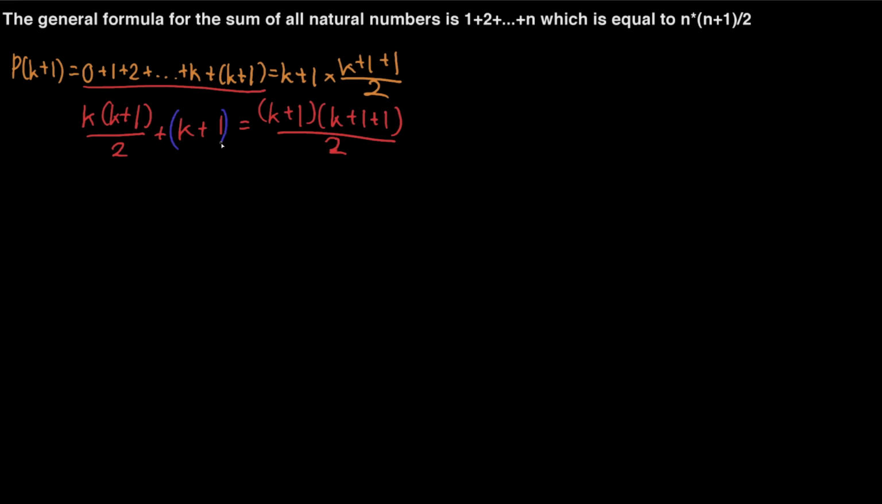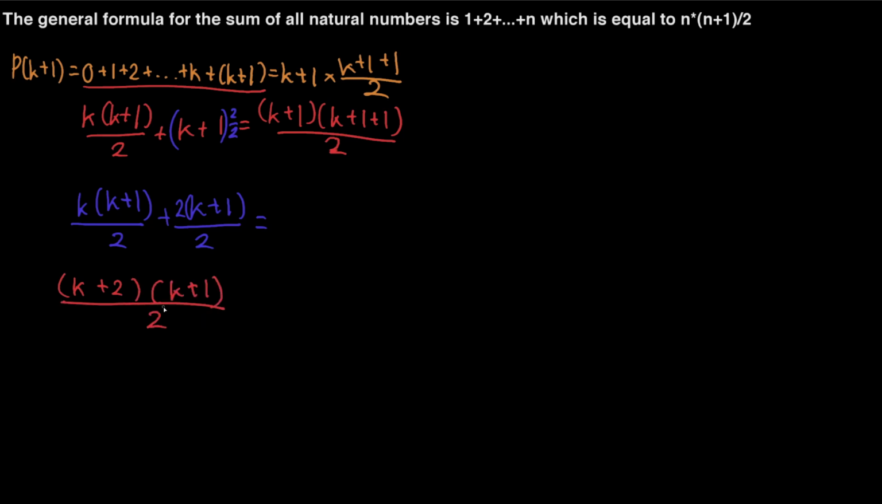Which we will now have k times k plus 1 plus 2 times k plus 1 over 2. We can simplify that further because each term in that fraction has a like term of k plus 1. So factoring that, we would have k plus 2 times k plus 1 over 2. Now simplifying the right side of the equation, we can see that there is a term of k plus 1 plus 1. Simplifying that, we would have k plus 2.